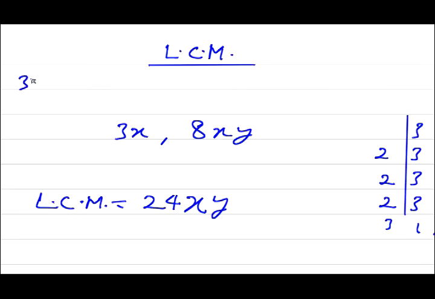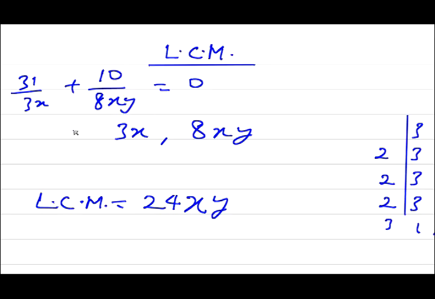1 over 3x plus 8xy over 10 equal to 0. Sorry, the 8xy should be a denominator. Okay, let me correct it. You have 10 over 8xy equal to 0.